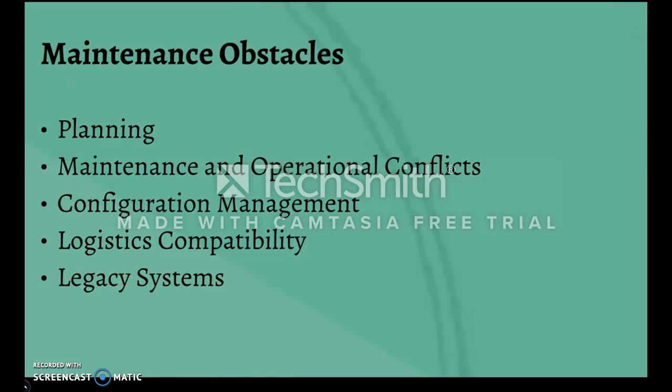There are often obstacles to performing maintenance on an operational system. The first is planning. Maintenance is often seen as several separate tasks rather than a single process. All maintenance activities should be planned in advance and coordinated with the operation schedule in order to prevent any conflicts. Maintenance and operational conflicts can happen when regular maintenance interferes with normal system operations. This can be avoided with flexible planning as well as an understanding of what maintenance activities are incompatible with certain operations. Configuration management should also keep up with any maintenance activities being performed.